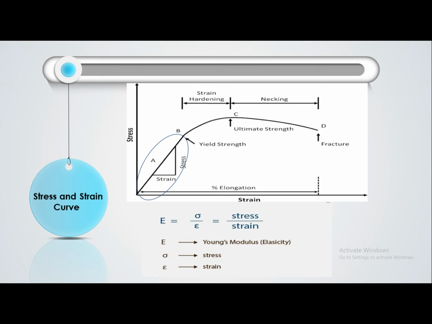E defines the properties of a material as it undergoes stress, deforms, and then returns to its original shape after the stress is removed. Yield strength refers to an indication of the maximum stress that can be developed in a material without causing plastic deformation. Ultimate tensile strength, UTS, is the maximum stress that a material can withstand before fracture.